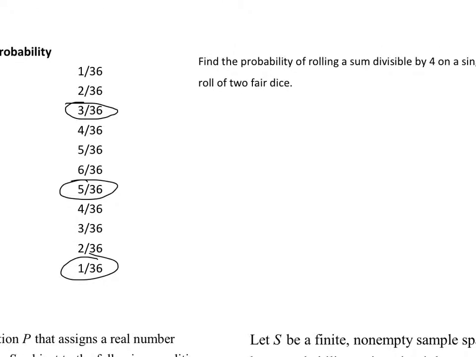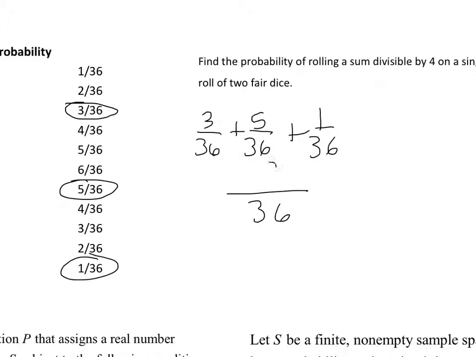So you have a total of 3 over 36 plus 5 over 36 plus 1 over 36. There's 9 total chances of being successful divided by 36 total outcomes. Well, hold on. Not done yet. So 1/4 or 0.25. Okay? So there's the probabilities.